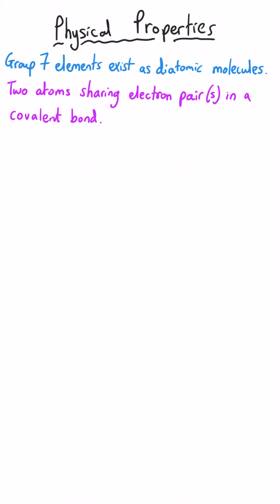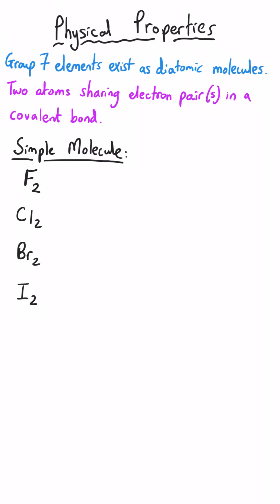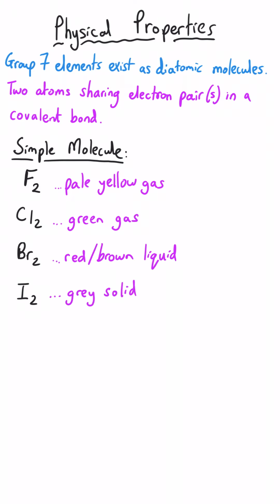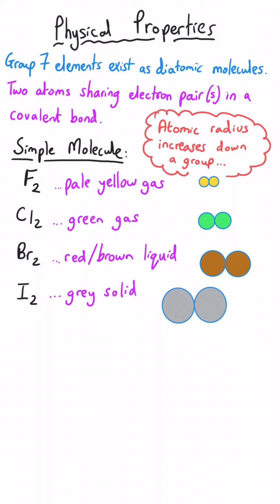Then we need to consider the fact that these molecules are different. First of all, they look different. Fluorine is a pale yellow colour, chlorine is more green, bromine is a reddy brown colour, and iodine is grey. Not only do these molecules differ in colour, they also differ in size. Fluorine is a very small atom, so the fluorine molecule is the smallest of the halogens, and then chlorine is slightly larger, then bromine, and then iodine. This gives rise to a number of physical properties.